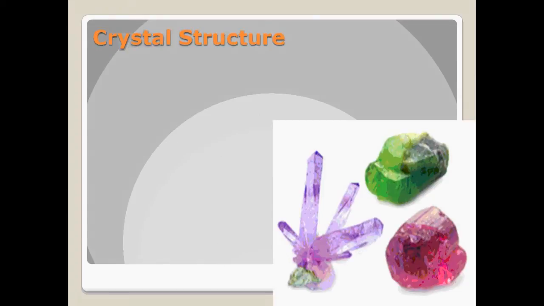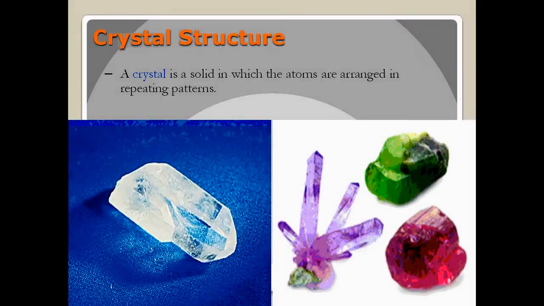So, crystal structure. A crystal is defined as a solid in which the atoms are arranged in repeating patterns. The illustrations below give you plenty of examples to go off of when it comes down to crystalline looking structures. And you should be familiar with this or have at least seen them somewhere.